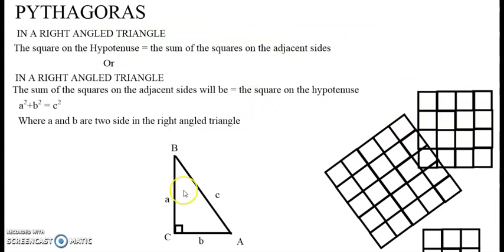Pythagoras says, in a right angle triangle, that's the first thing that must be there. It must be a right angle triangle. It cannot just be any triangle. It must be a right angle triangle.